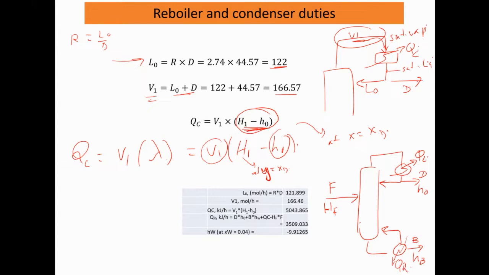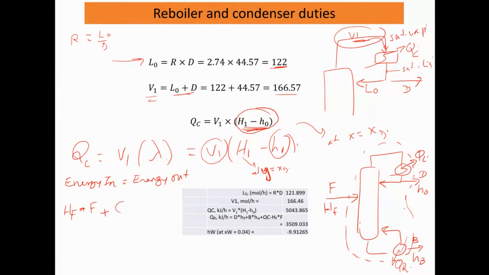And this is your QR. So now if I write the energy balance around the system, energy in is equal to energy out. Now, how many energy ins do we have? We have to account for all streams going into the system. If we take this as my system, this is also thermodynamics. So I have an inlet here, H feed multiplied by feed. What else do we have in?